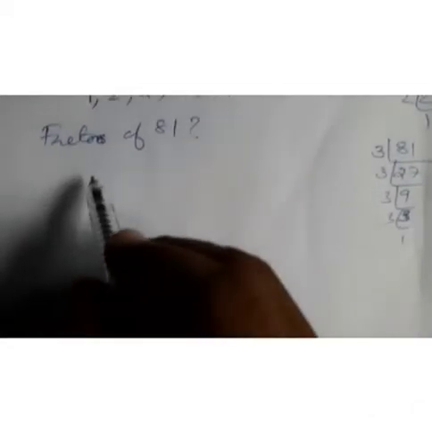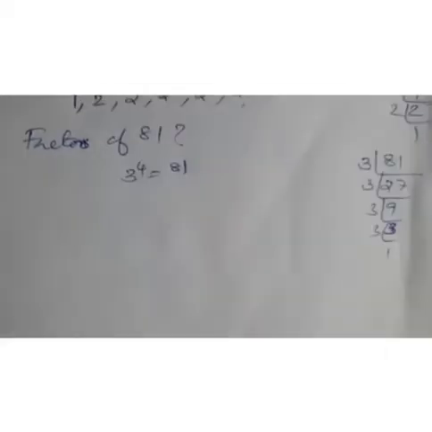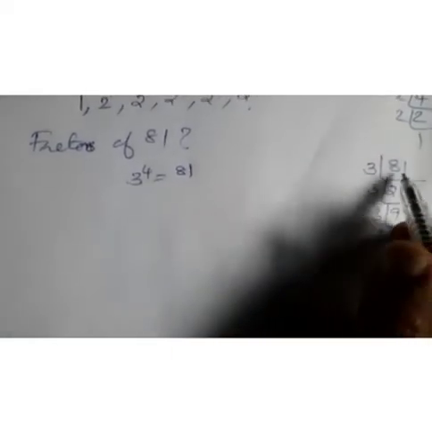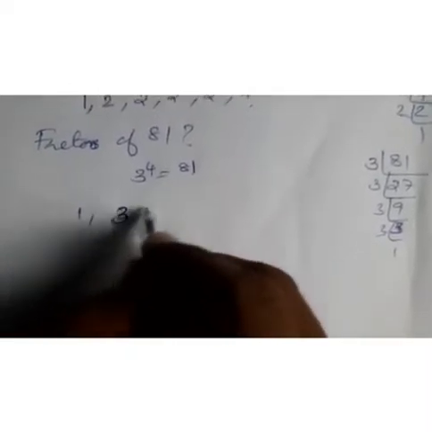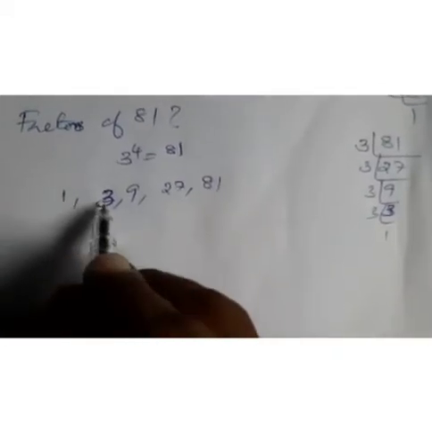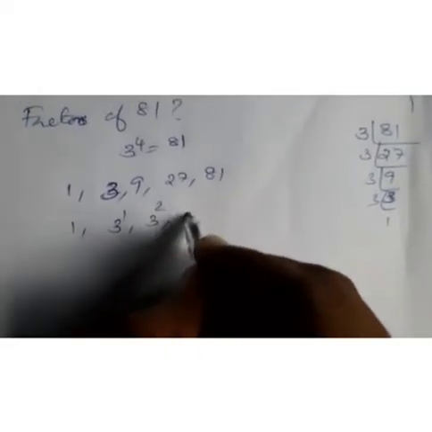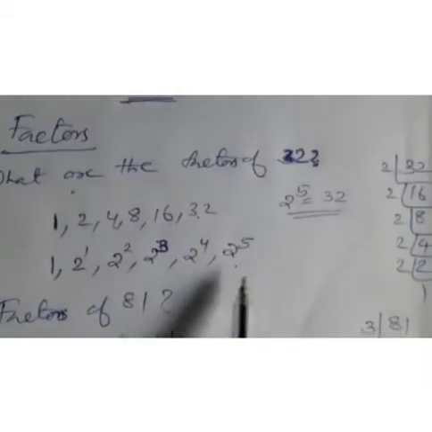Then here, what about 81? If we factorize 81, we will get like this. 3 raised to 4 will get us 81. So you can write this, all others are multiples. 3, 9, 27 all are multiples. 1, 3, 9, 27, 81. This we can write as the power of 3 except 1. 3 raised to 1, 3 raised to 2, 3 raised to 3, 3 raised to 4. 3 raised to 4 is 81. Previous one, 2 raised to 5 is 32.